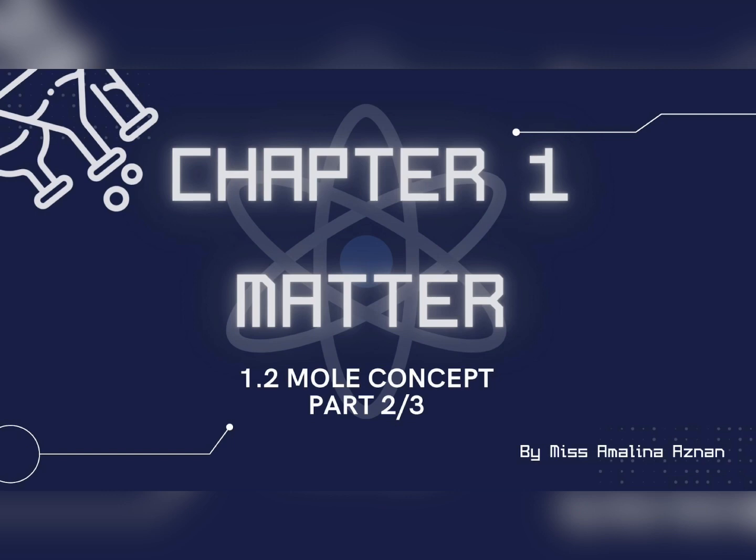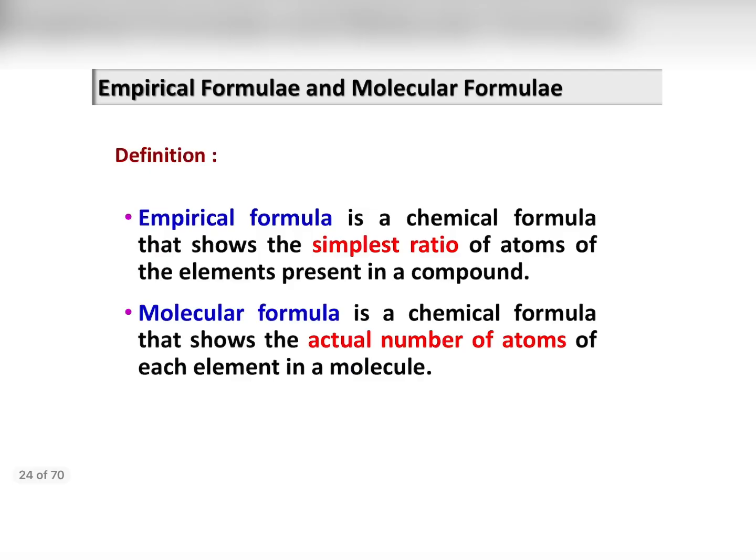So for this video we will continue with part 2 and it is about empirical formula and molecular formula. Okay, so the definition, empirical formula, it is a chemical formula that shows the simplest ratio. So ini adalah keyword dia, empirical, simplest ratio of atoms of the elements present in the compound. So for molecular formula, it is a chemical formula that shows the actual number of atoms of each element in a molecule.